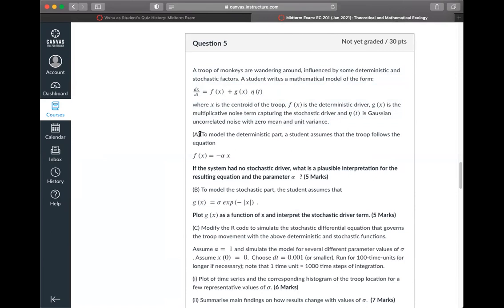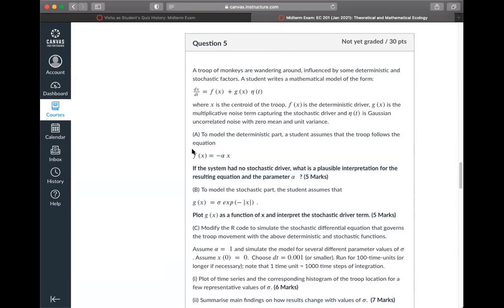Okay. Now let's read A. To model the deterministic part, a student assumes that the troop follows the equation f of x equal to minus alpha x. The system has no stochastic driver. What is the plausible interpretation of the resulting equation and the parameter alpha? So I'm basically asking you to do this now. Somewhat surprisingly, a lot of you have not done this well, which was quite surprising to me. Because this is basically telling us dx per dt is equal to minus alpha x, right? The first equation we studied in this course.